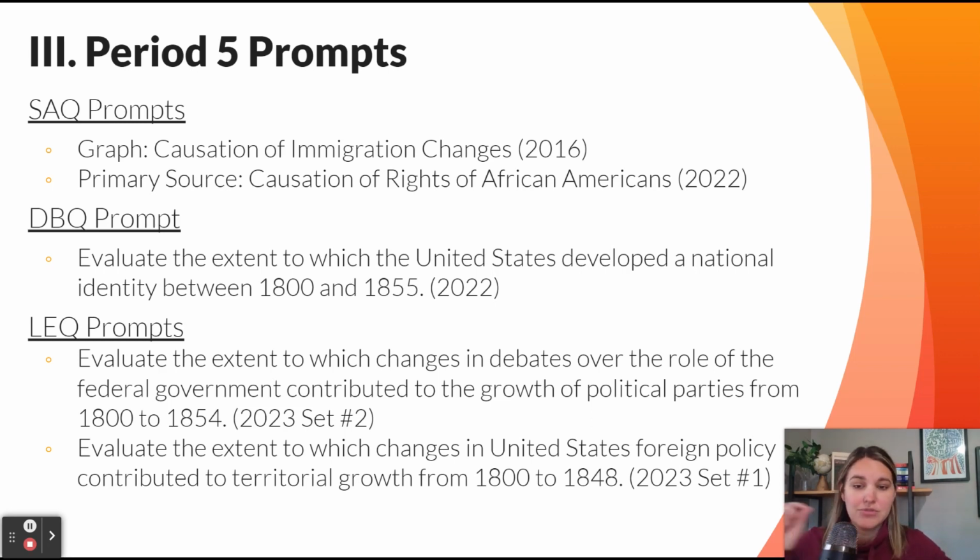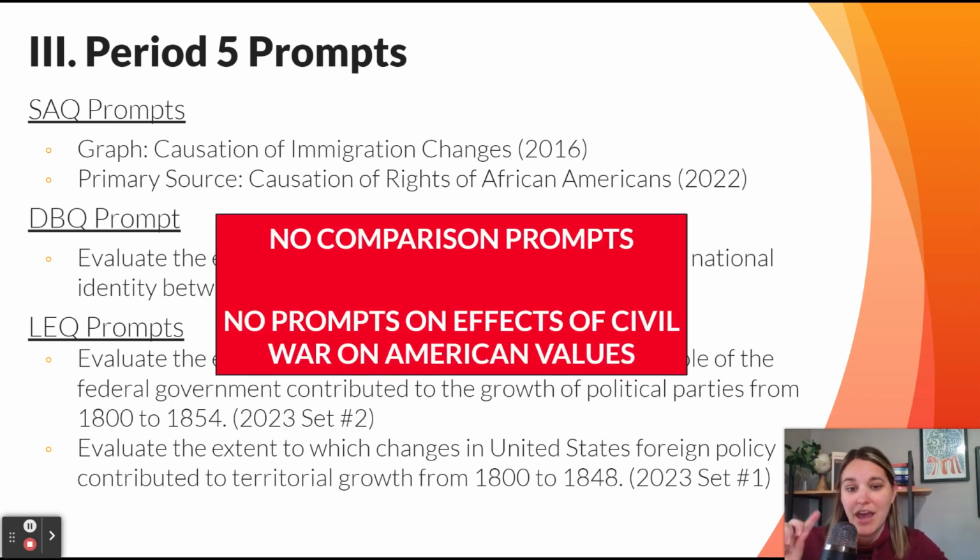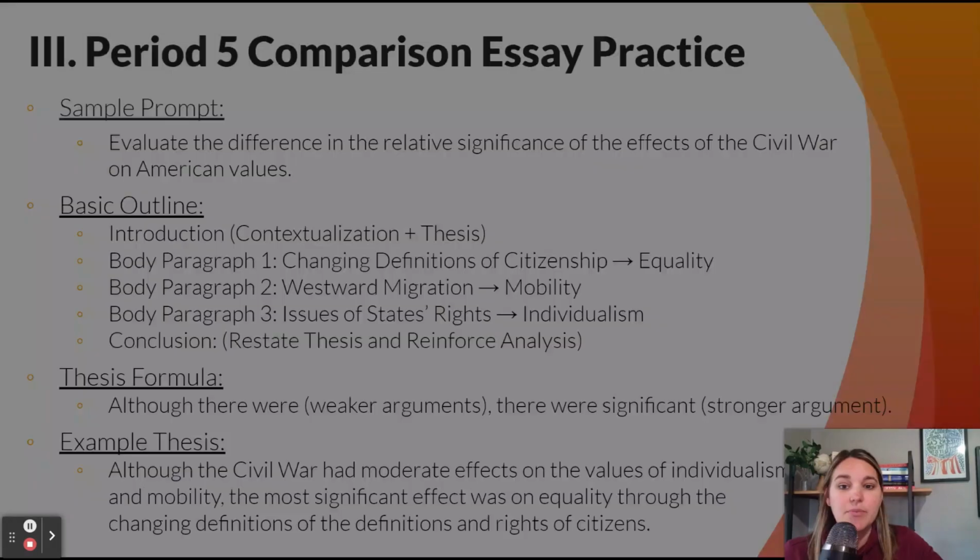So when we think about the objective for this lesson, there have been no comparison prompts in the recent past, and there have been no prompts on the effects of the Civil War on American values. So there's really not a great prompt for us to use as an example to really dive into this skill. So I've created a sample one for us.